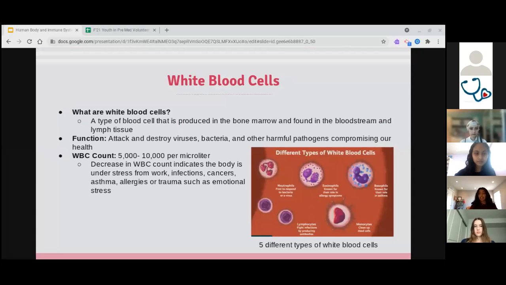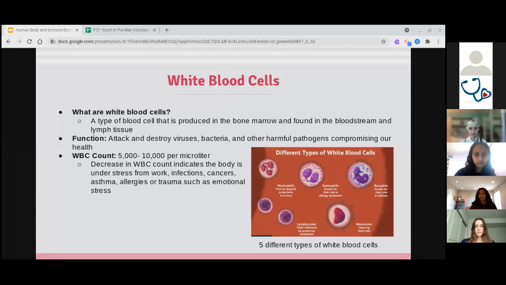White blood cells are a type of blood cell that is made in the bone marrow and found in the blood and lymph tissue. Even though white blood cells only account for 1% of our blood, they are a major part of the body's immune system. They're considered warriors as they flow throughout the bloodstream to attack and destroy viruses, bacteria, and other harmful pathogens that compromise our health. There are 5 different types of white blood cells, which all have different jobs that keep our body healthy.